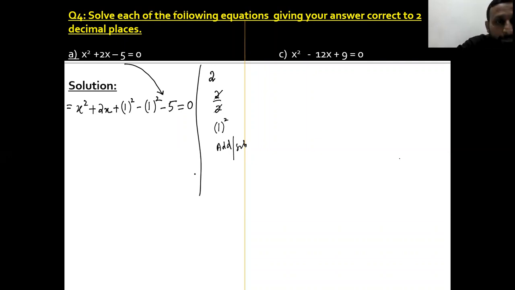So this is it. Now, the first three terms, x squared plus 2x plus 1, make a perfect square. I'm talking about these three terms. So, look at this. X plus 1, the whole square. Got it? Now, look at the last two terms. It's again minus 1 square. So, the square of 1 is 1 and minus 5 is 0.